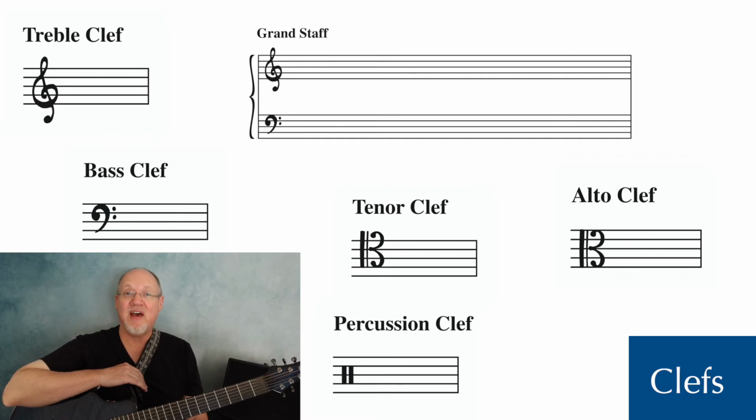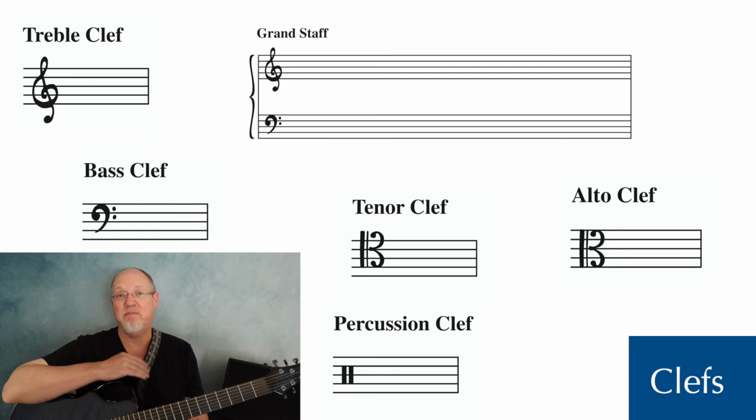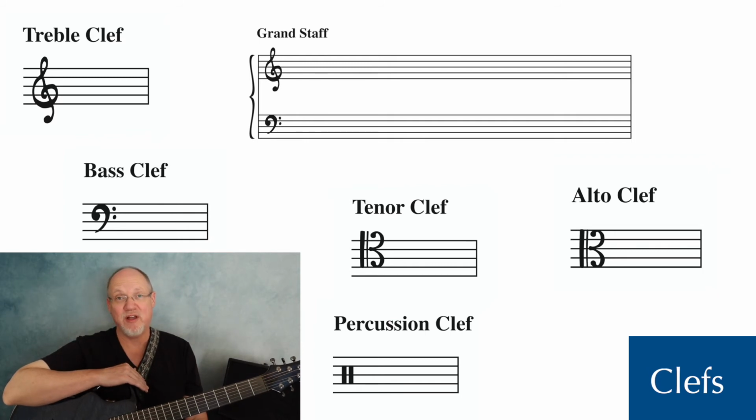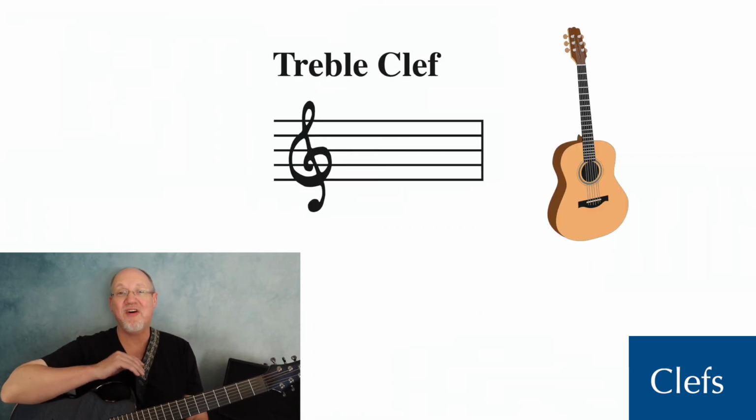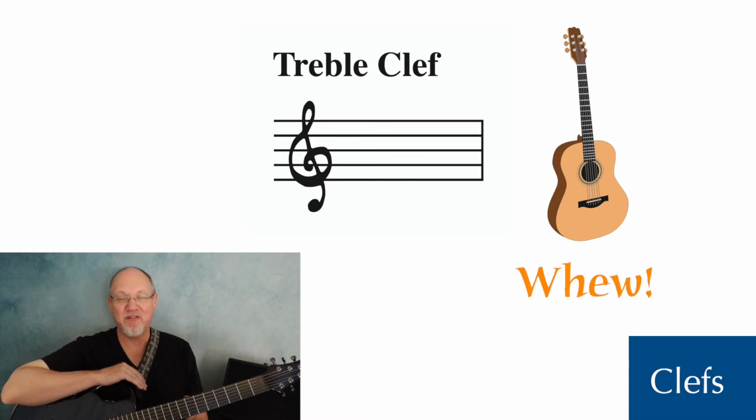And some players have to be able to read different clefs. For example, a cello player has to be able to read bass clef, treble clef, and tenor clef. And a classical trombone player has to read bass clef, alto clef, and tenor clef. Fortunately, guitar is usually written just in treble clef, so we're going to stick with treble clef in these videos.